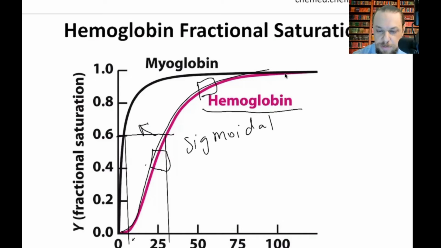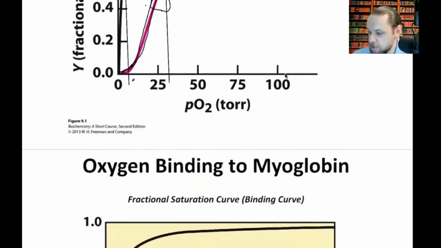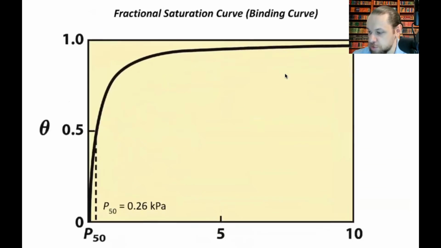It also has a different shape. The hemoglobin has the sigmoidal shape, so you see the shape of it like this. Why? Because as more oxygen binds to it, it allows the next molecule to bind easier and easier. But myoglobin does not have this shape. It has a hyperbolic shape. And this also shows you P50. P50 basically means the pressure at which 50% of it is saturated.